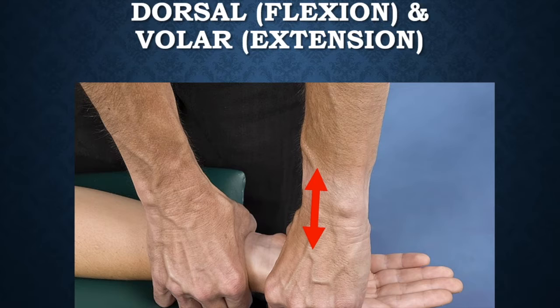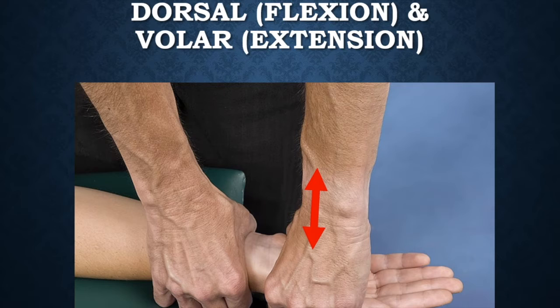The dorsal and volar glide can be performed in the supinated position you see here, in which a dorsal glide is used to facilitate flexion, and that would be a downward motion, and a volar glide would be used to facilitate extension, and that would be an upward glide. Hence the red arrow that goes in both directions. All right, dorsal glide down, volar glide up.